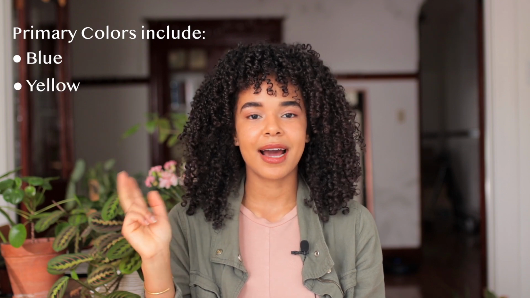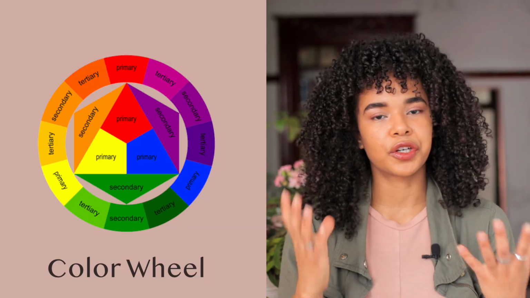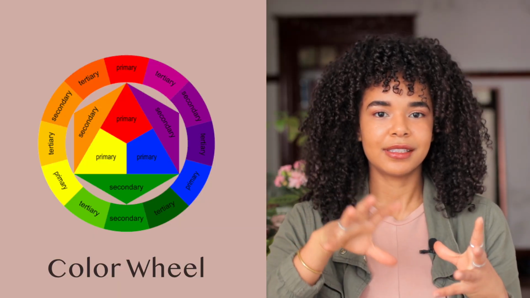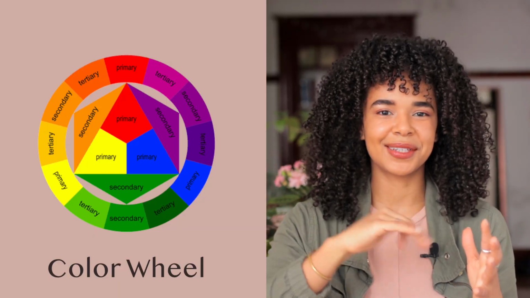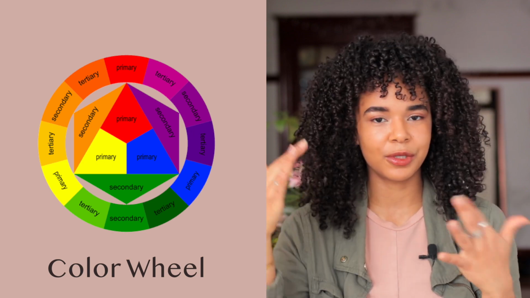The primary colors include blue, yellow, and red, and the secondary colors include green, purple, and orange. Tertiary colors include colors that are made of primary colors and secondary colors together. So those would include, for example, blue-green or yellow-green or orangey-yellow. So all three types of colors can be found on what is called a color wheel. And on this color wheel, you can tell that there is blue, yellow, red, orange, purple, and green, as well as all the colors that would be in between.